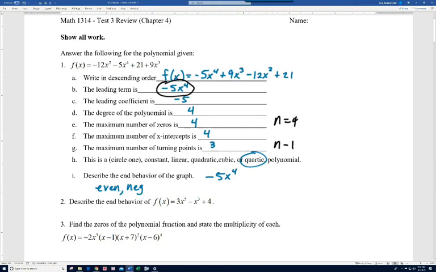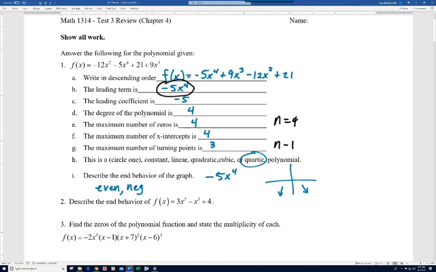And so we learned, when we think of even polynomials, or a leading term that's even, think of the graph of y equals x squared, which opens up on both ends. If you have a negative out front, that means it goes down on both ends. So the end behavior here, because it's even and negative, it's going to fall on both ends.